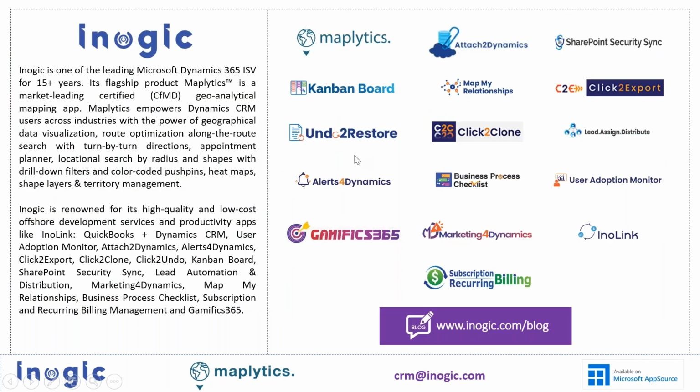Before we dive into the session, let me give you a quick brief about iNogic. iNogic is one of the leading service providers and an ISV. We have been in the business for more than a decade now, and our blogs are also well known among the CRM community. Apart from Maplytics, we have also been focusing on building productivity apps which reduce multiple steps in CRM with one-click solutions. You can see a few of our offerings listed on the slide here.